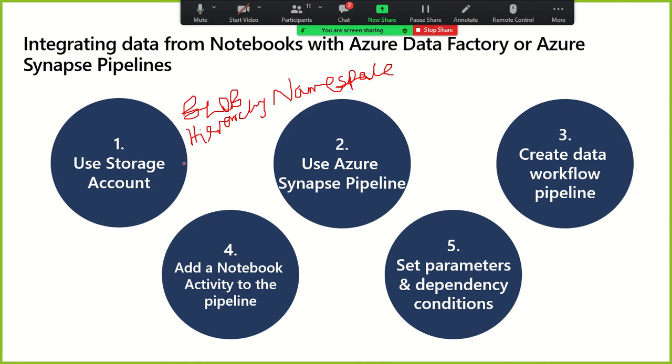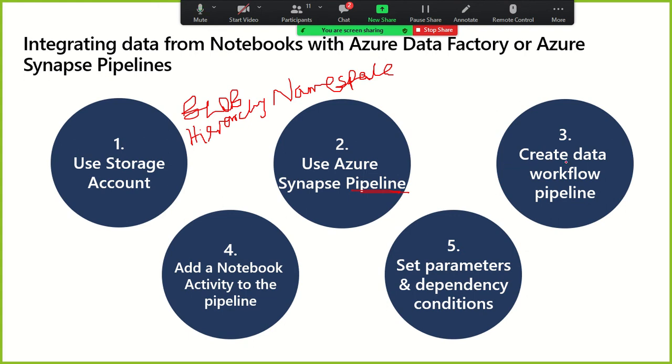After creating the storage account, the next step is to use the Azure Synapse pipeline. That is to go into your Azure Synapse Studio and begin to work from there. You click on data and from there you begin to integrate. Remember when you click on the data path, you will see workspace, you also see pipeline, you see linked services, and from there you can create your Azure Synapse pipeline.